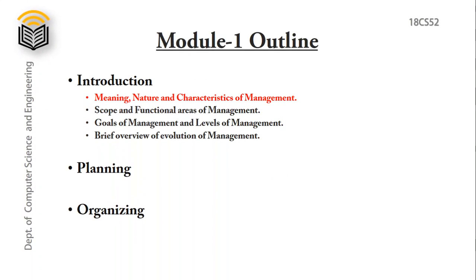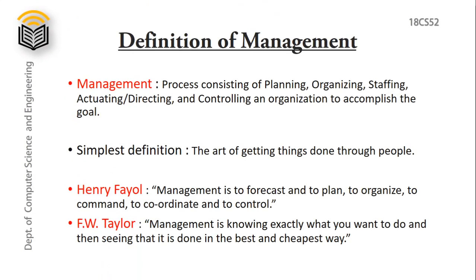Today in this video, we will learn about meaning, nature and characteristics of management. Definition of management. Management is nothing but the process which consists of planning, organizing, staffing, directing and controlling an organization to accomplish the goal. If we define it more simply, it is the art of getting things done through people.